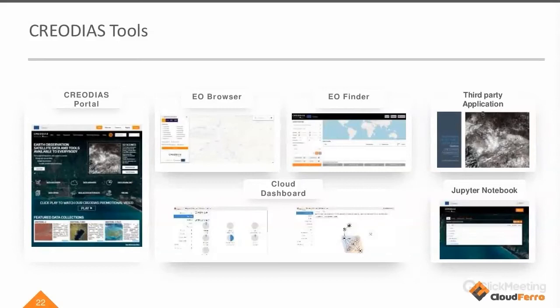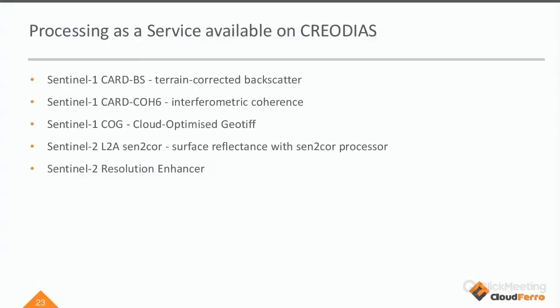Different third-party applications. For example, we offer the S2Scenes application, which visualizes in 2D and 3D different data sets from Sentinel-2. And we also give access to Jupyter Notebook, so you can prepare your own scripts in this environment in Python, R, Julia, and also different other languages. Also, I mentioned before our processing as a service, which is available on CREODIAS.